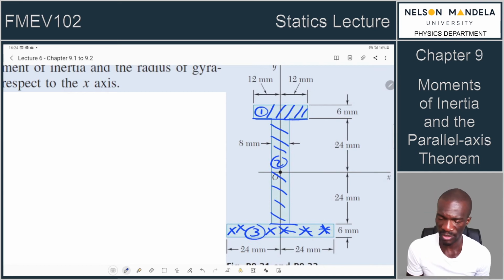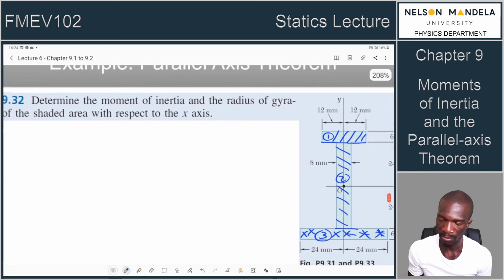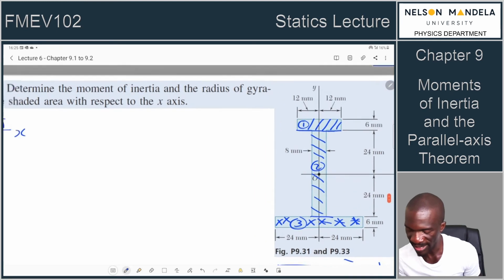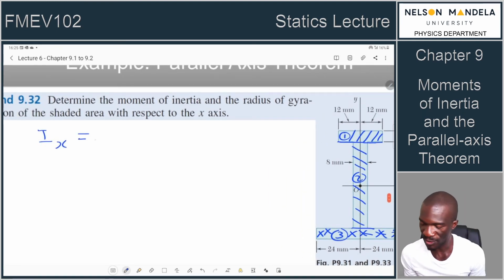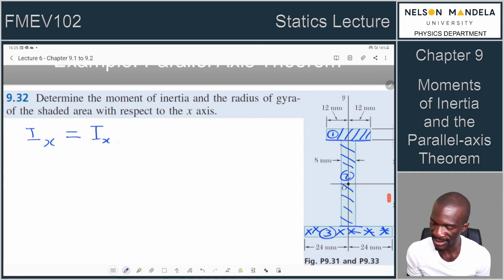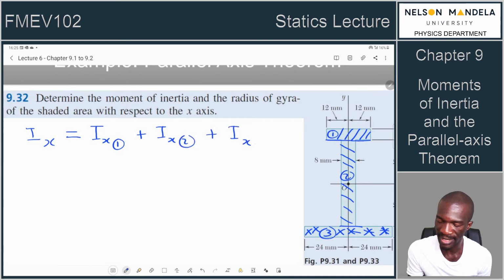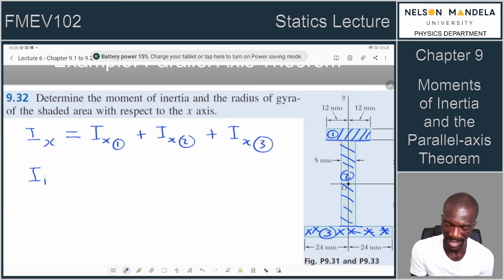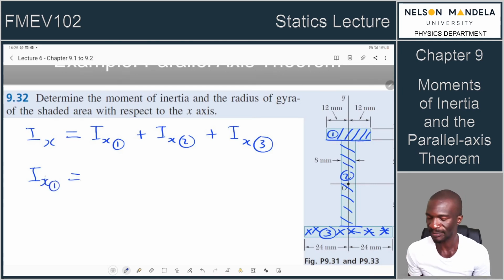Okay, so for us to find the moment of inertia and radius of gyration with respect to the x-axis, we know that our Ix, about the x-axis, is going to be equal to I about the x-axis of area number 1 plus I about the x-axis of area number 2 plus I about the x-axis of area number 3. Let's look at area number 1. I about the x-axis of area number 1.